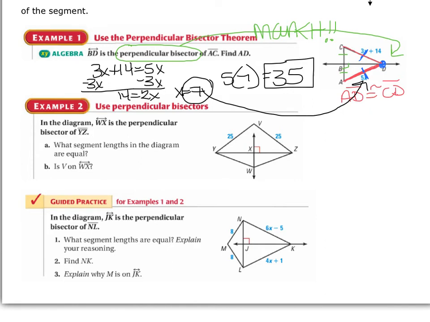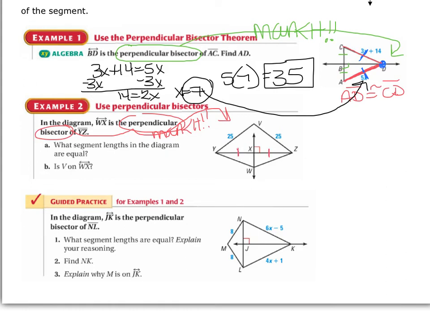You set the sides, and what it looks like it's a triangle. So here, you know, these sides, they're equal to one another. Example 2. So in the diagram, WX is the perpendicular bisector of YZ. So again, they're giving us a lot of information there. So we're always going to take that information and we're always going to mark the picture. It tells us right there already perpendicular, and we're going to mark bisector.